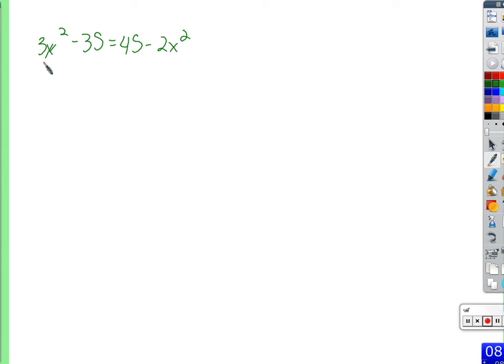x squared times 35 is 45 x squared. The idea is still the same. We'd like to get the x squared by itself on one side, a number on the other, and take the square root of both sides, and figure out what number works for x.